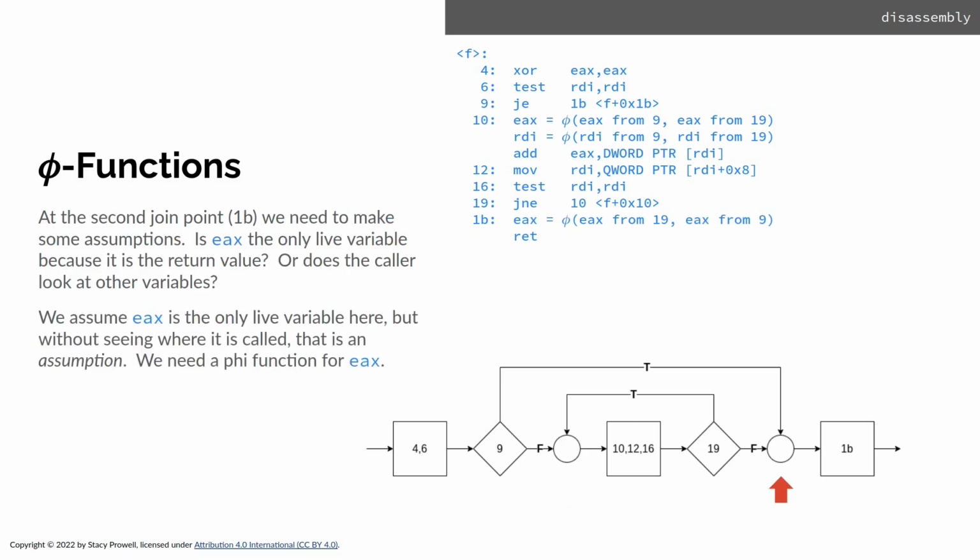All right. I can do the same thing for the second merge point. Now, my claim is I just have one live variable here, and it's EAX, because that's the return value. Is that true? Maybe. If I'm following the calling convention, it should be true, right? My caller should not look at the value of RDI when this function returns, because that's not part of the calling convention. But nothing prevents the caller from looking at that value.